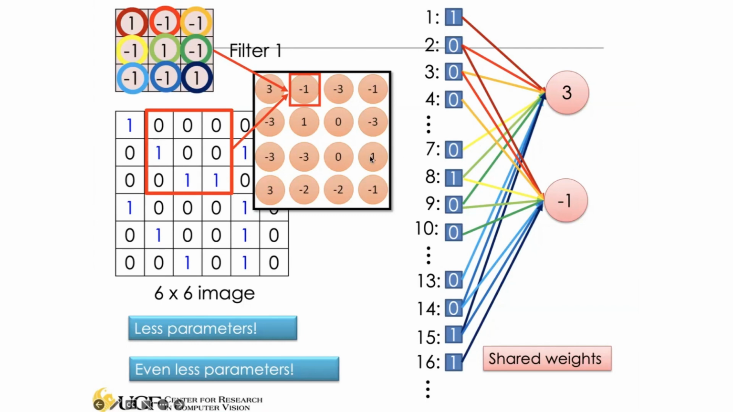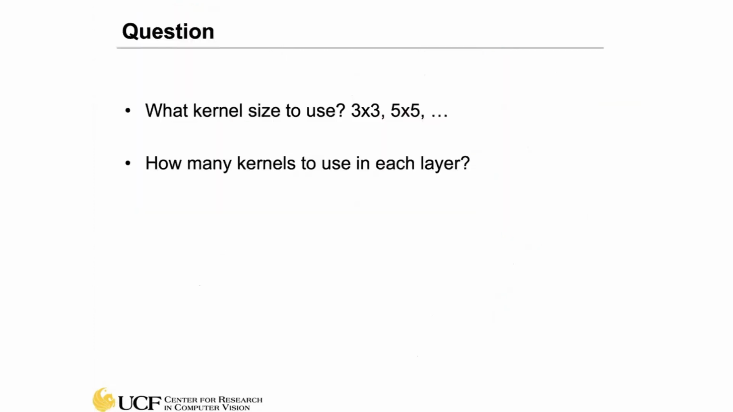Okay, so you get the idea. If we even go to the next position using the same filter, you also share the weights. So this will result in fewer parameters as compared to the fully connected layer. So that's a comparison between the fully connected layer and a convolutional neural network. So now we have specified the filter and how it operates on the entire image.